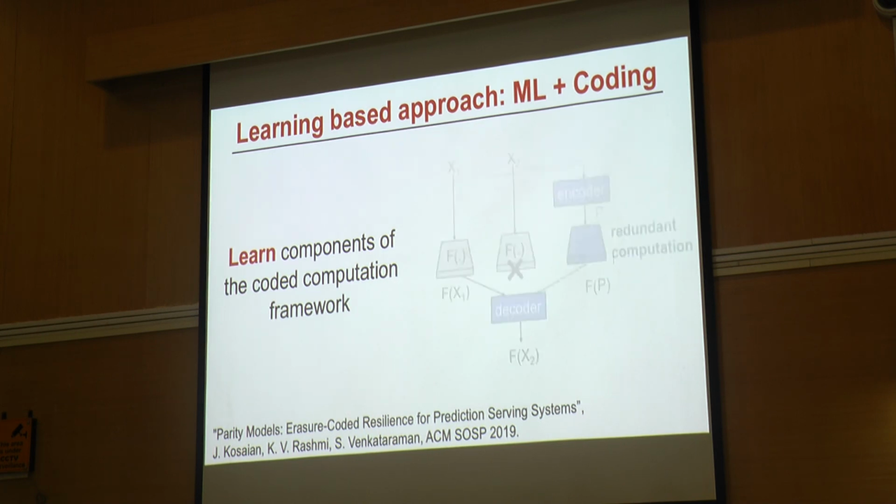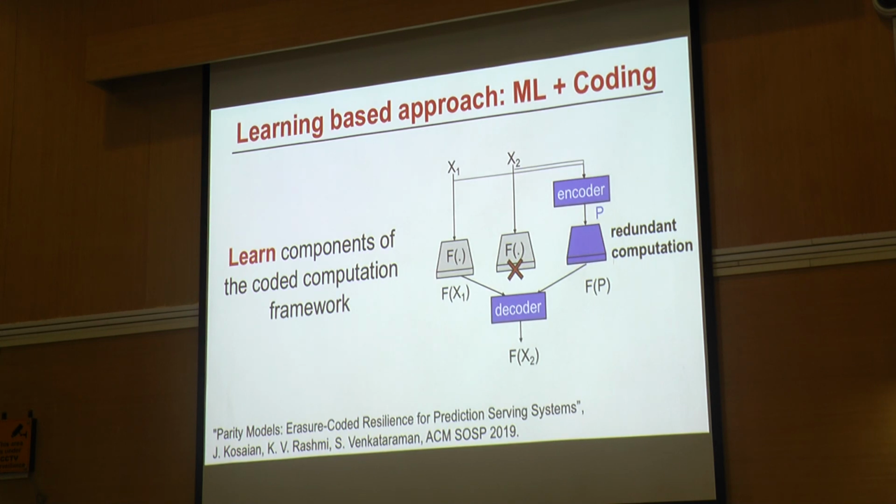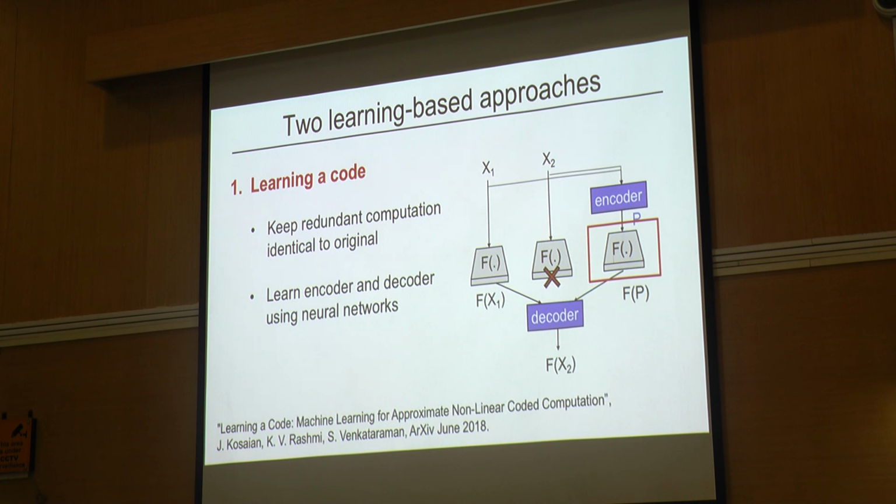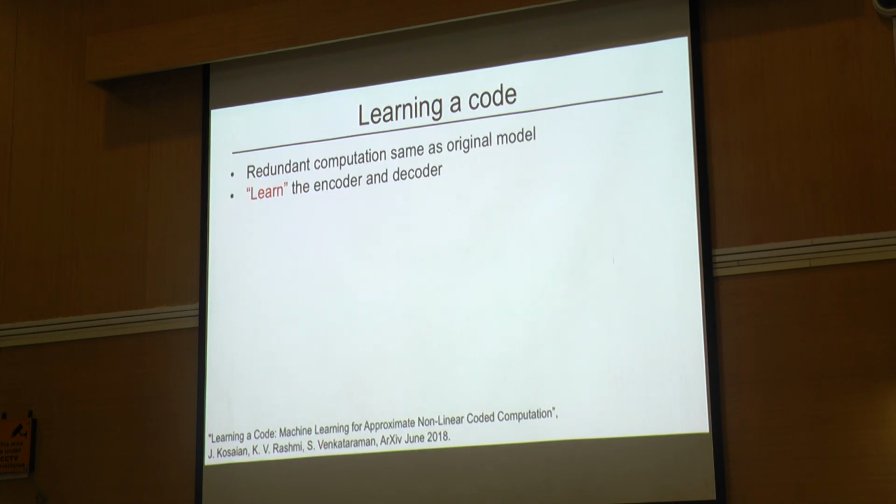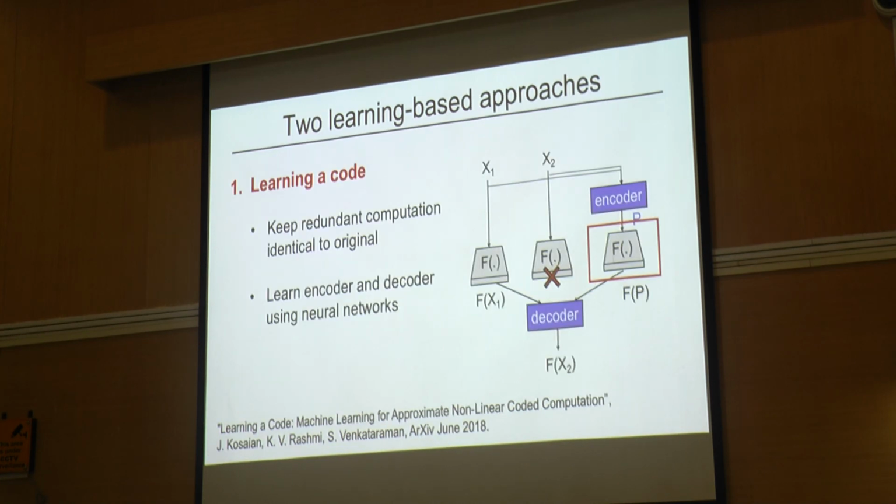And what were those different components? There was the encoder, the redundant computation unit, and the decoder, right? So we have two approaches at a very high level. There's no math here. The first one is learning a code: we keep the redundant computation the same as the original computation F, and we learn the encoder and decoder using neural networks. You can find more details in the paper. It actually works out pretty well.